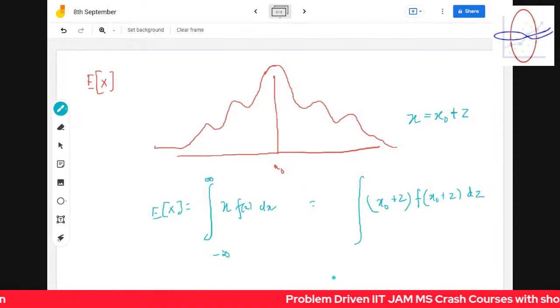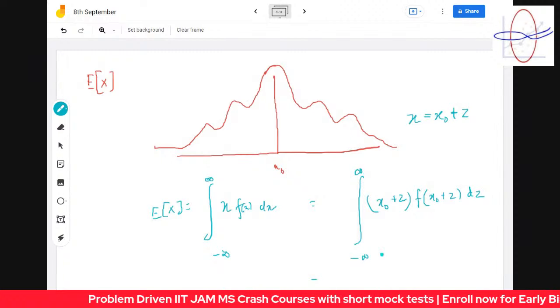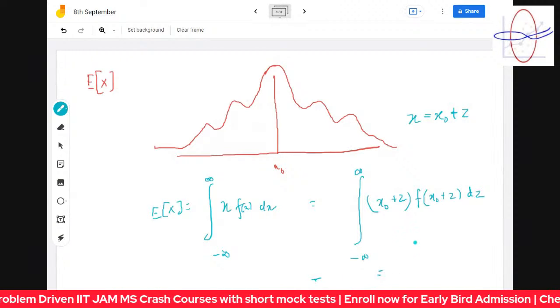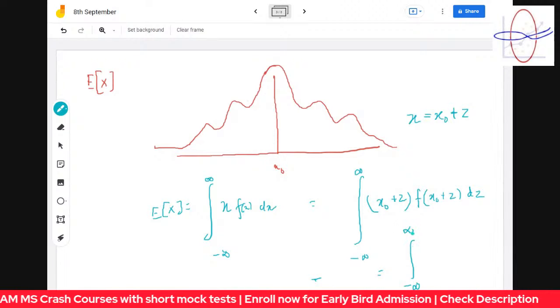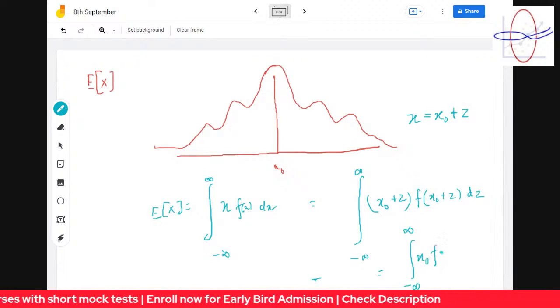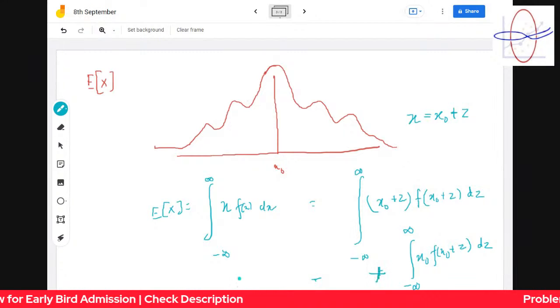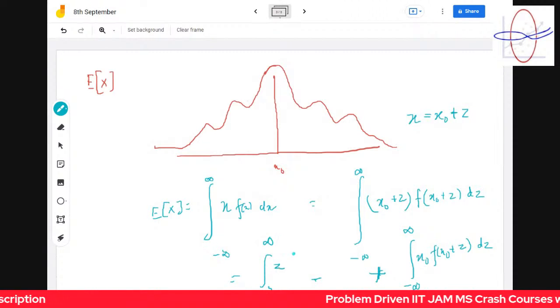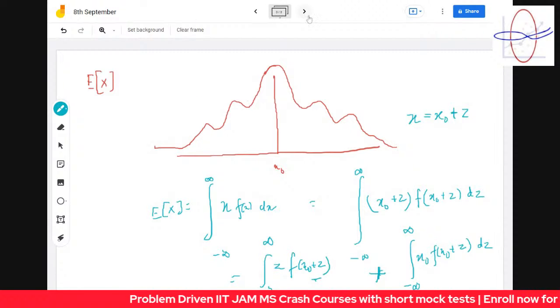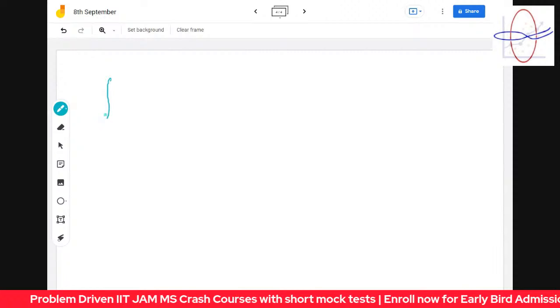Okay, and this turns out to be what? Minus infinity to infinity, again the same thing. Now if you just do the calculation, you see minus infinity to infinity of x naught f(x naught plus z) dz will come up, and there's an extra term that will come up, that is the integration from minus infinity to infinity of z f(x naught plus z) dz. Okay, let me just clear this out. Let me just give you the mathematics.